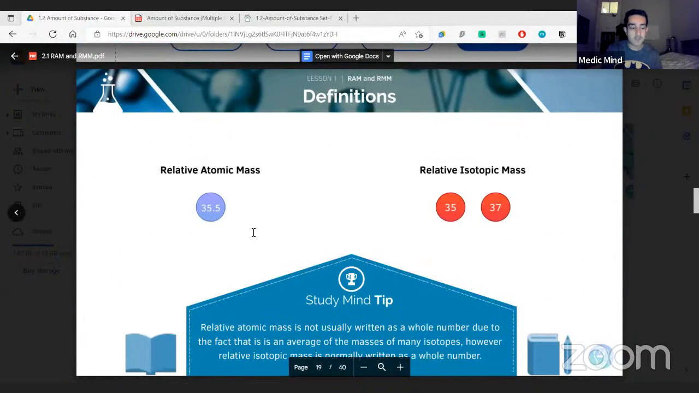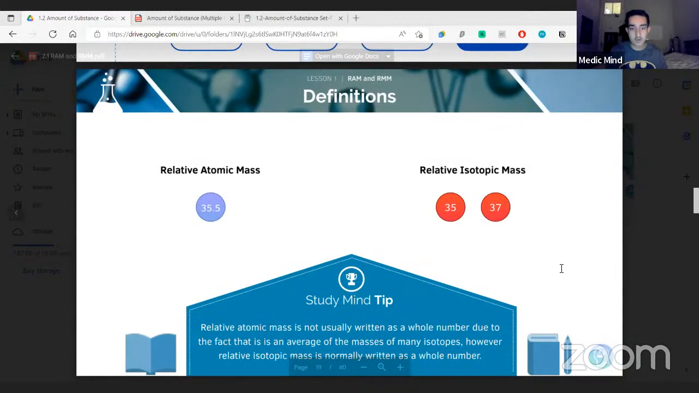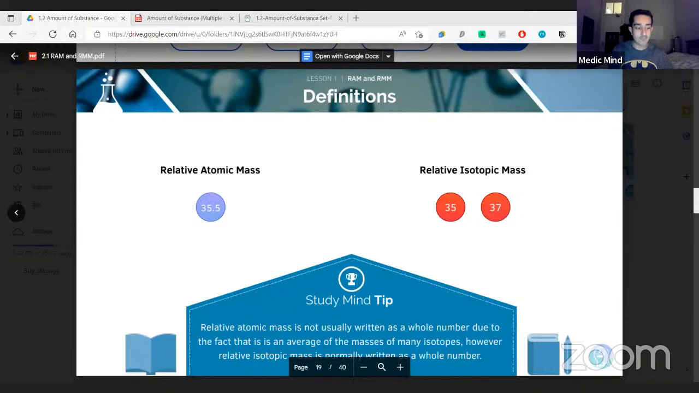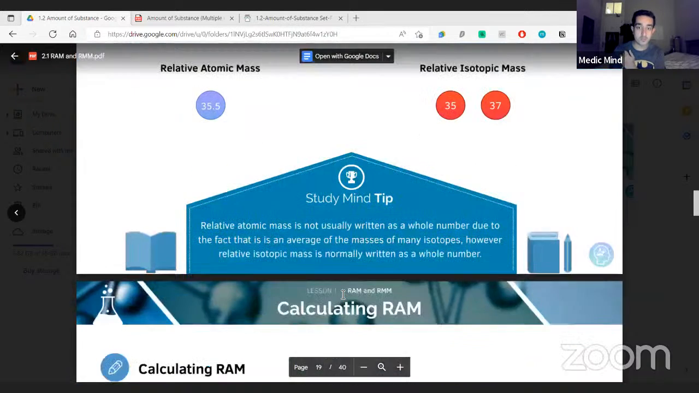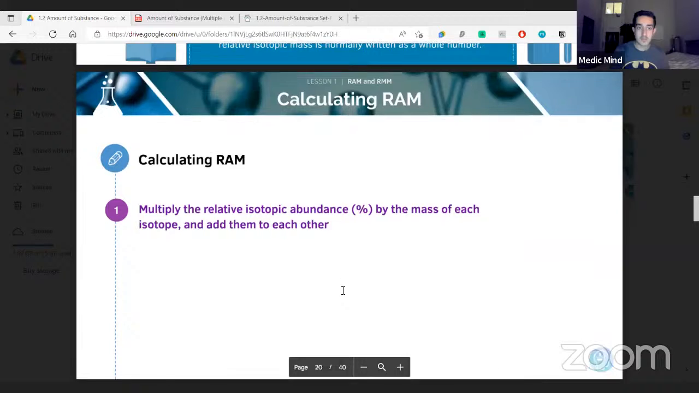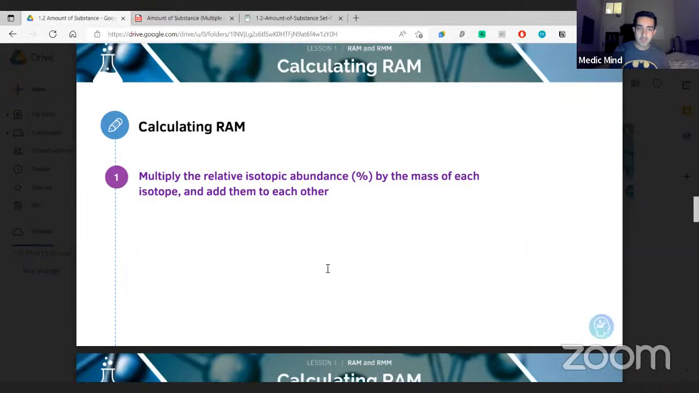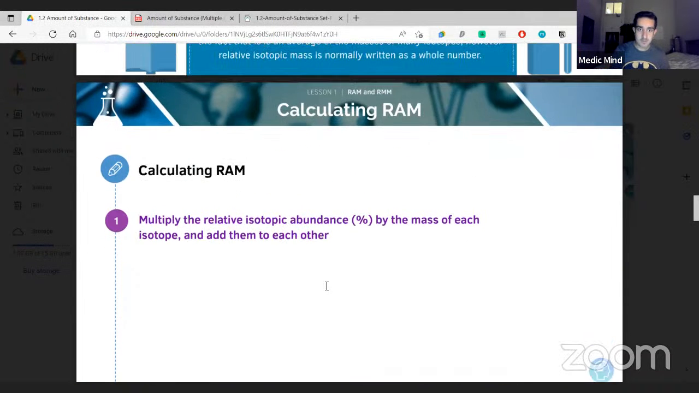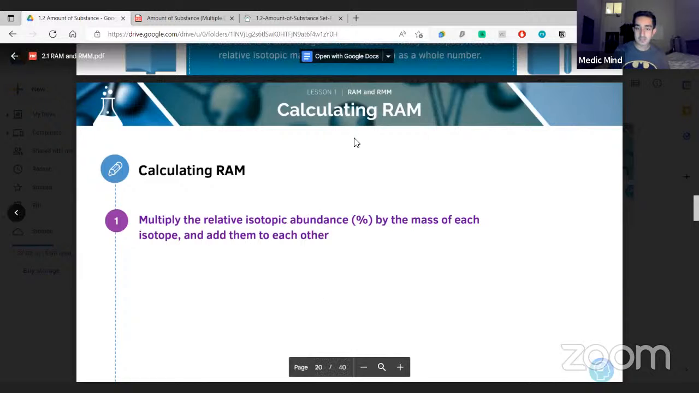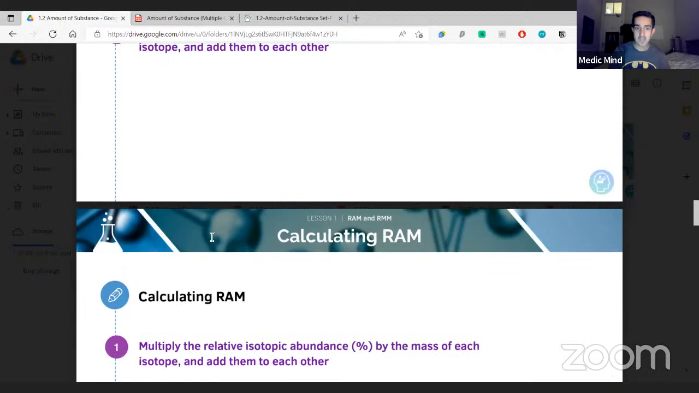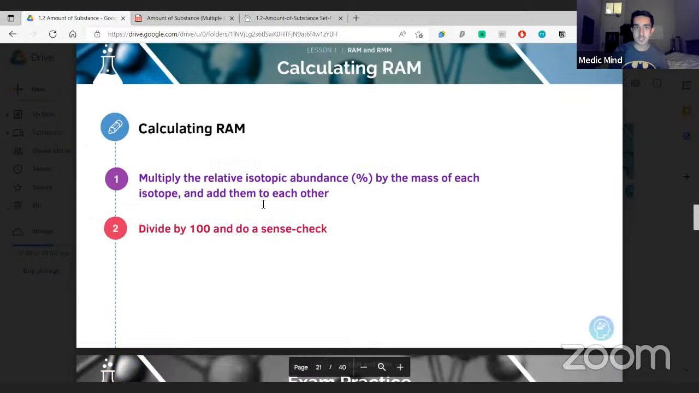And relative atomic mass is not usually written as a whole number due to the fact that it is the average mass of many, many different isotopes. However, relative isotopic mass will normally be written as a whole number. The best way to calculate relative atomic mass is you multiply the relative isotopic abundance by the mass of each isotope and then add them to each other, divide by 100 and do a sense check.